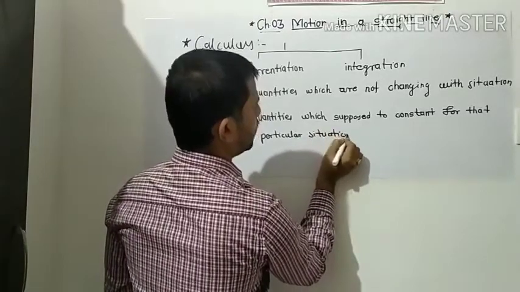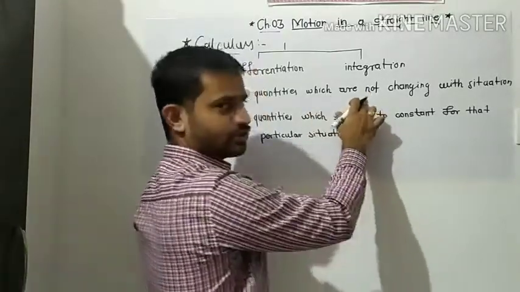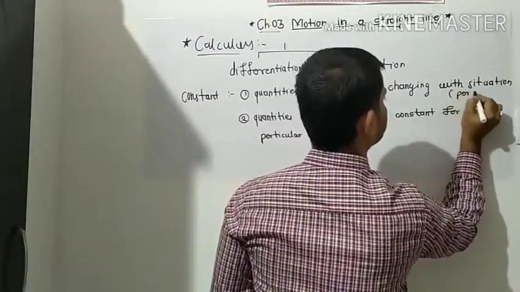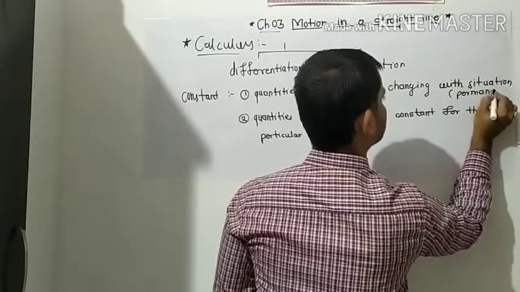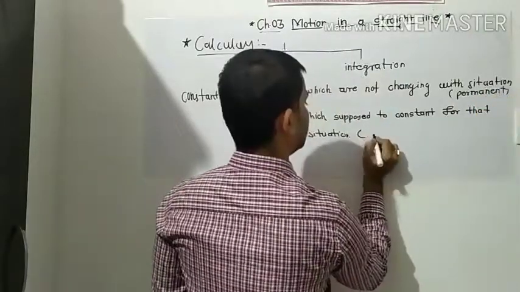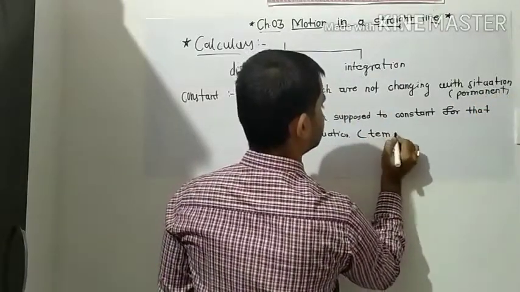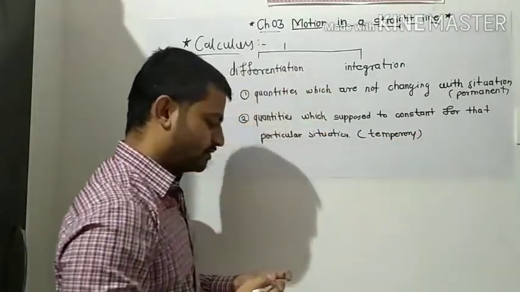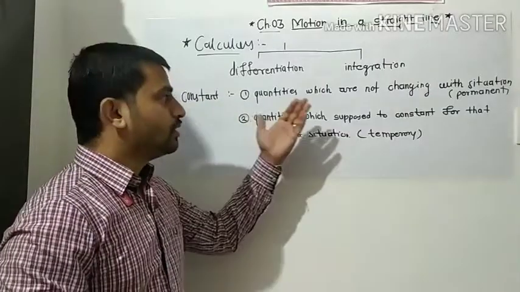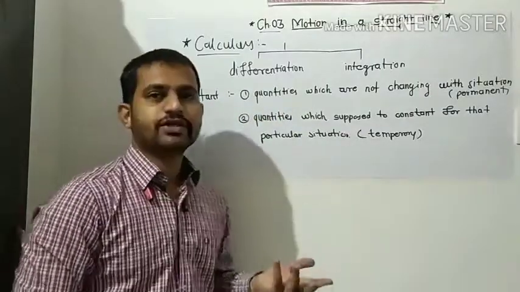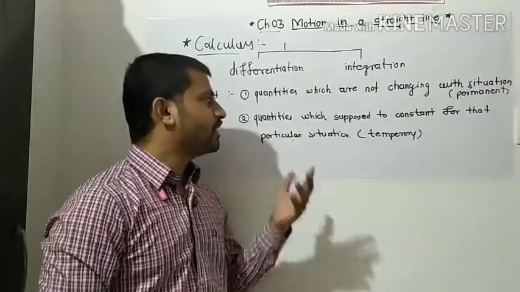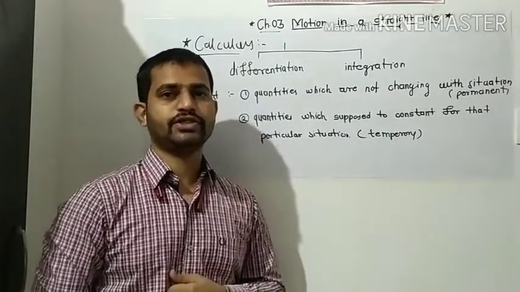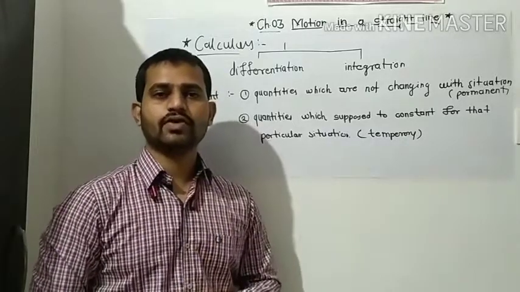So we can also call these the permanent constant values, and these are the temporary. So the quantities or the values which are not changing with respect to the situation, and the quantities which are supposed to be constant for that particular situation. The constants are of two types.